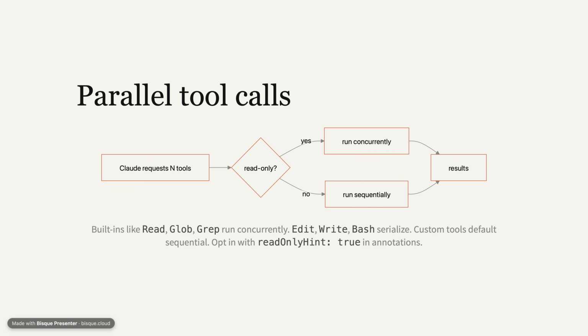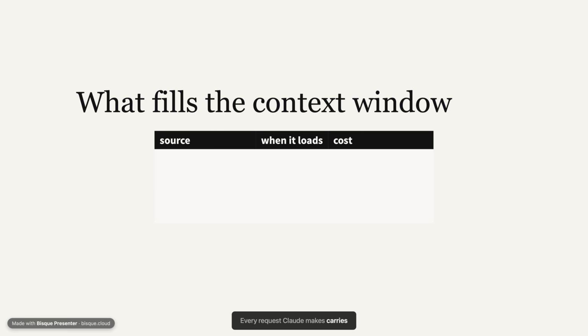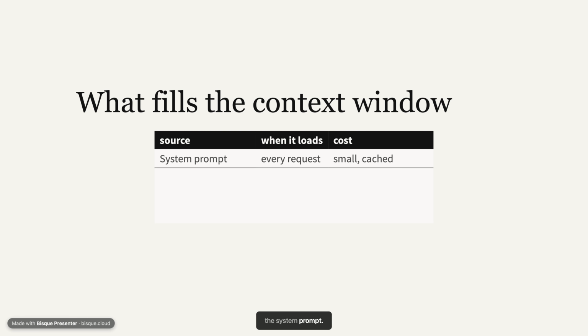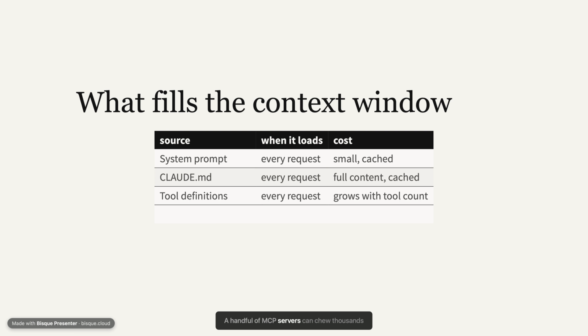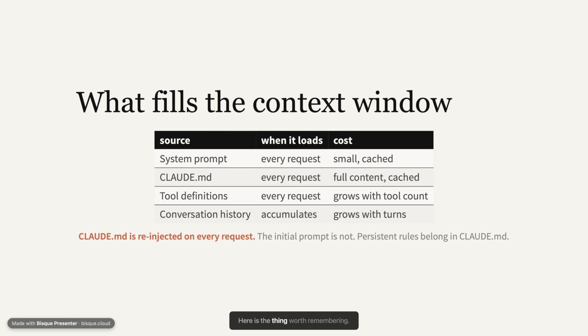Every request Claude makes carries the same 4 things. Prompt caching covers the parts that don't change. First, the system prompt, small, fixed cost. Then Claude.md, full content on every request. Then the tool definitions. A handful of MCP servers can chew thousands of tokens before the agent does any work. And the conversation history, which accumulates with every tool result. Long sessions get expensive.